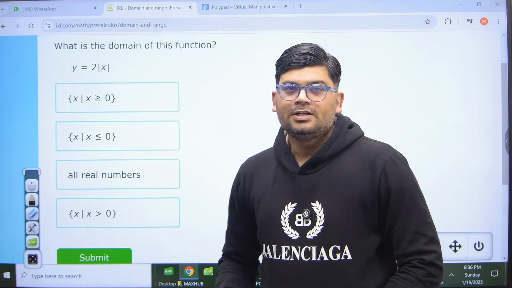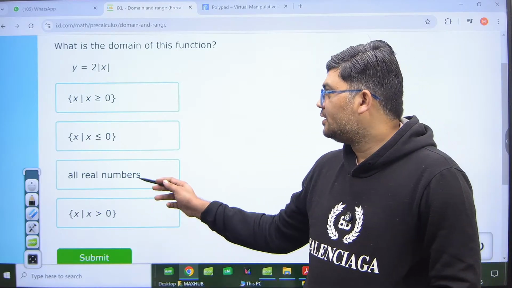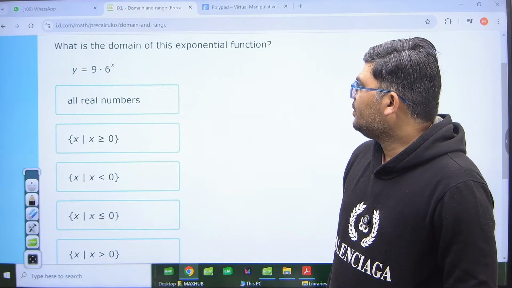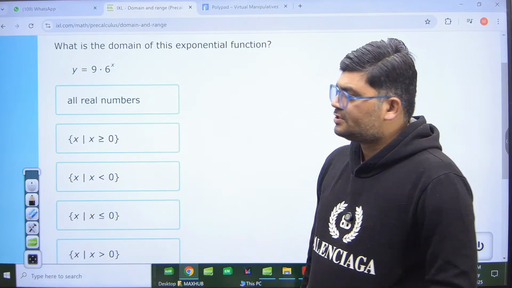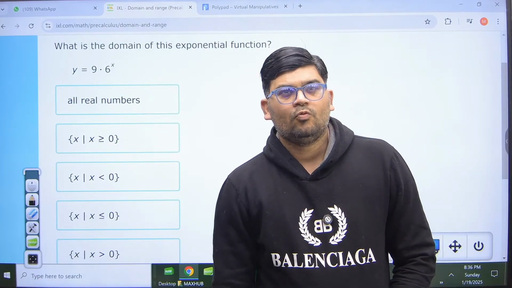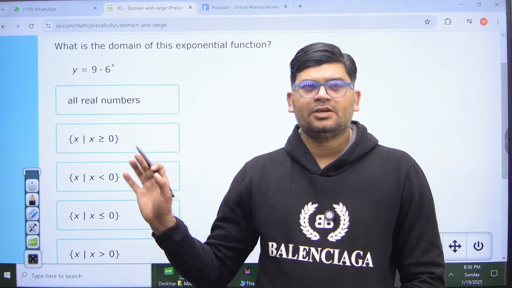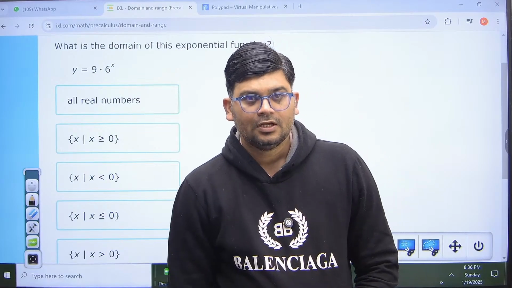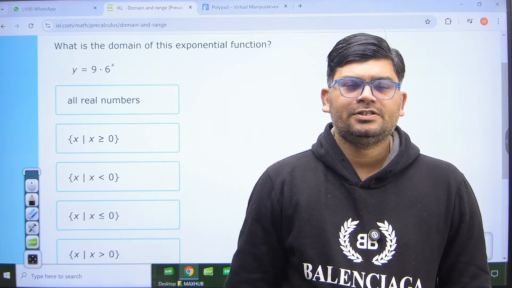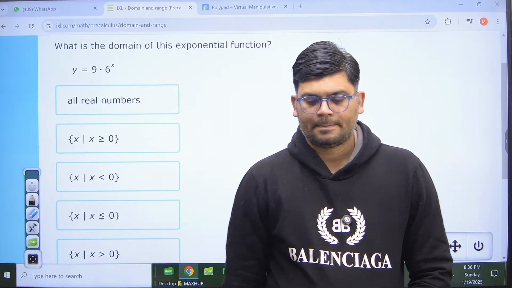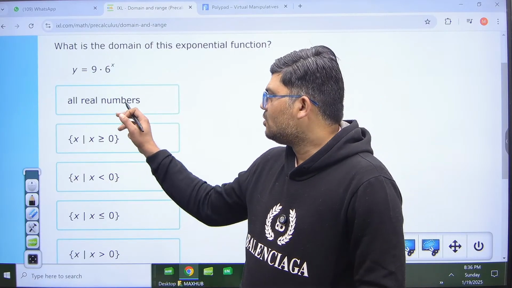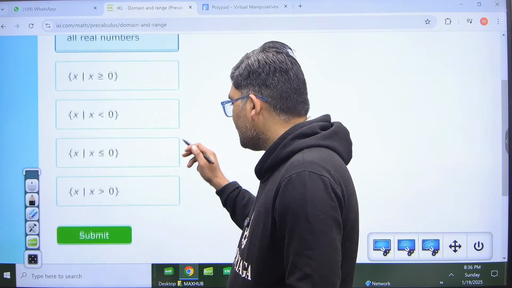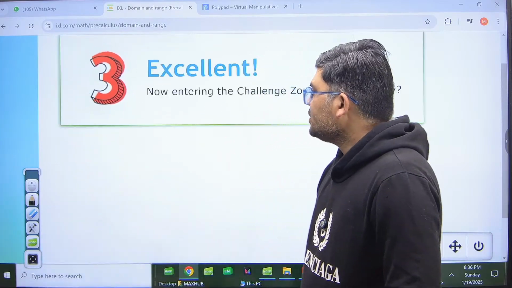Good one. What is the domain of this function? As I told you earlier, it's a modulus function, so all real numbers. What is the domain of this exponential function? For what values of x can this equation exist? Tell me. That can be anything. So it is all real numbers. Yeah. All right. Good one. Next question. Excellent.